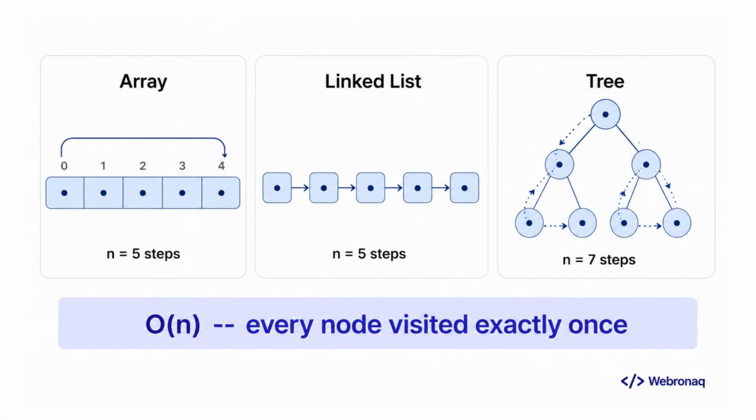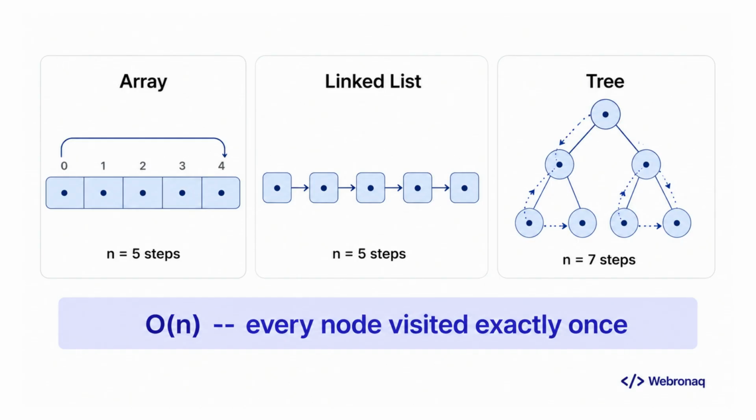All right, now that we have seen traversal on an array, a linked list, and a tree, let us talk about what it costs. Every time you traverse a structure, you visit each element exactly once. No skipping, no shortcuts. If your array has 10 items, you make 10 visits. If your linked list has 500 nodes, you make 500 visits. That relationship is linear. Double the size, double the work. That is big O of n. It holds for all 3 structures we have covered.